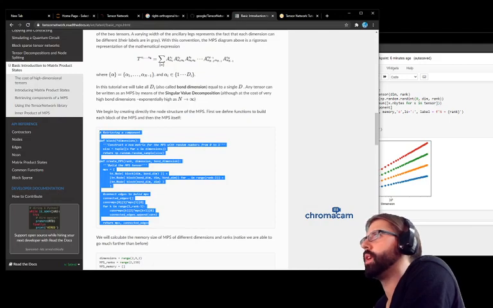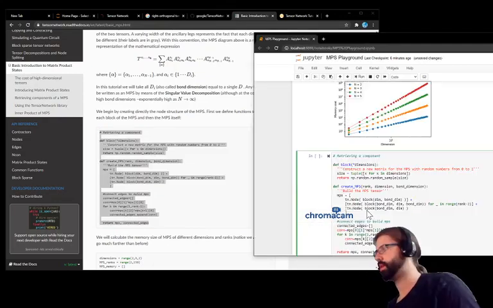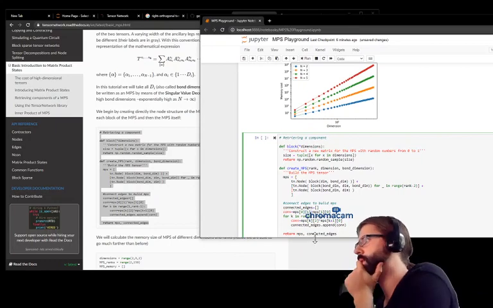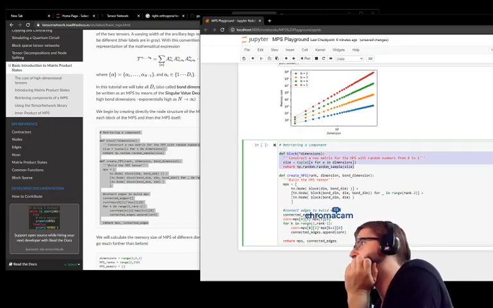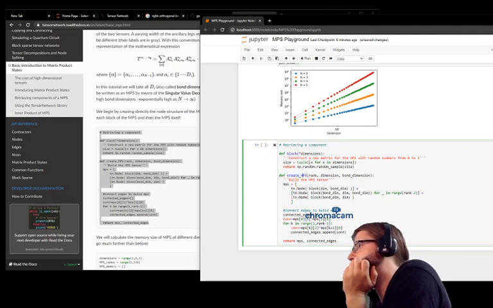Okay, let's try to unpack these. Let's see what this does. So this function basically creates a random matrix of a given number of dimensions. The create MPS function, given a rank, a dimension and a bond dimension, builds the MPS tensor. It creates a random node as an array, and it concatenates, then, okay.